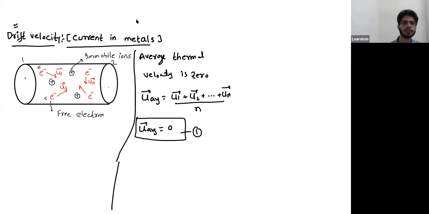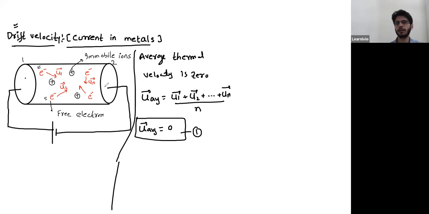So now let's connect this conductor with a cell. As soon as I connect this conductor with the cell, this end which is connected to the positive terminal of the battery gets positively charged and the other end gets negatively charged. Due to this positive and negative charge, an electric field gets established inside the conductor.